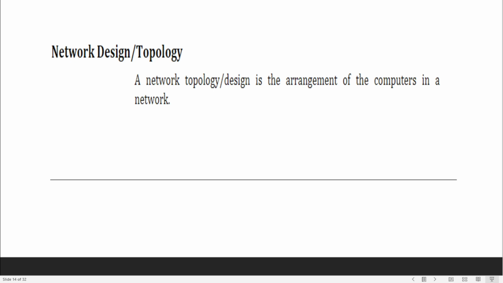So the next one we have here is the network design and topology. A network topology design is the arrangement of computers in a network. So right now we'll be discussing the different types of topologies here and how they are composed in a local area network, or how they organize the switches and hubs, how they design it. Okay.